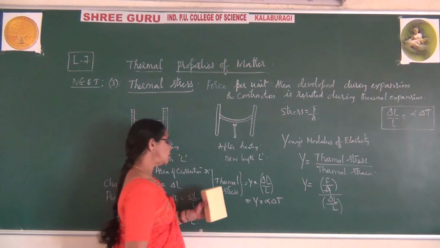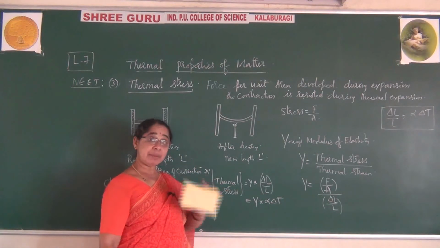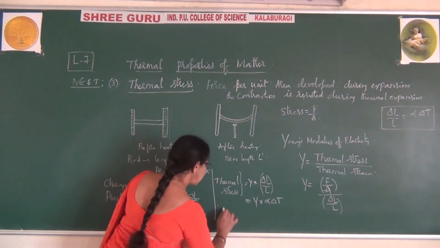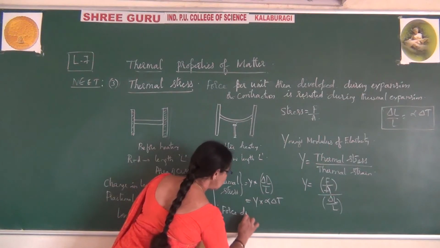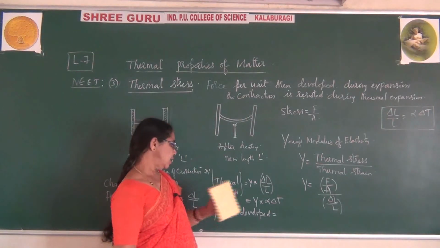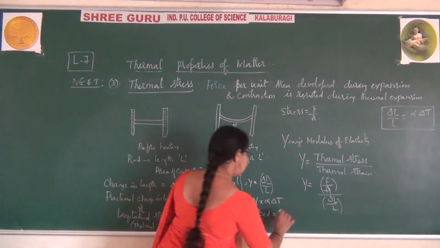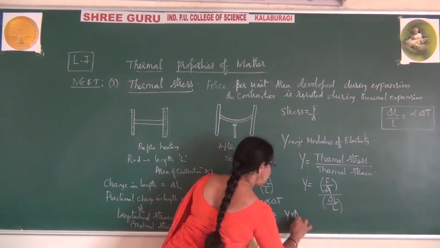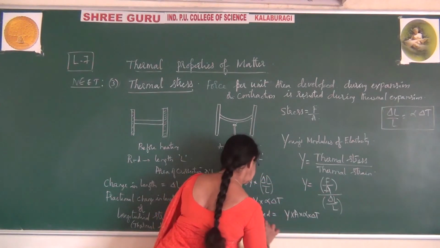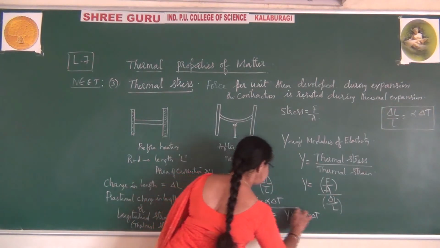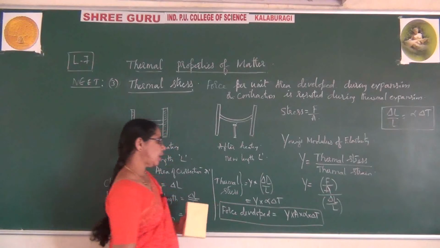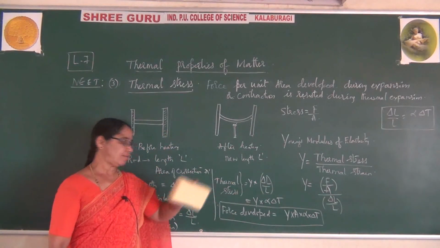Now, for example, if you want to say with respect to the force developed per unit area, this thermal stress is force per unit area. So now I say force developed is equal to, what is the force developed during thermal strain? You can write Y into A into alpha into delta T. This is the expression for force developed. What is thermal stress? Thermal stress is equal to Y into alpha into delta T. This you can write for thermal stress.